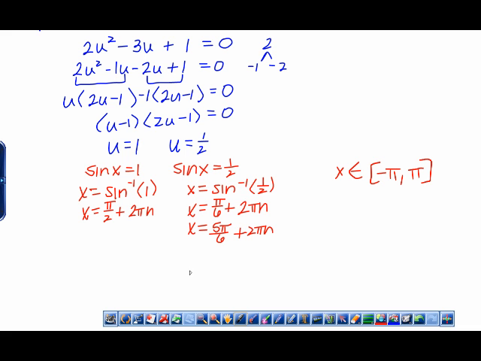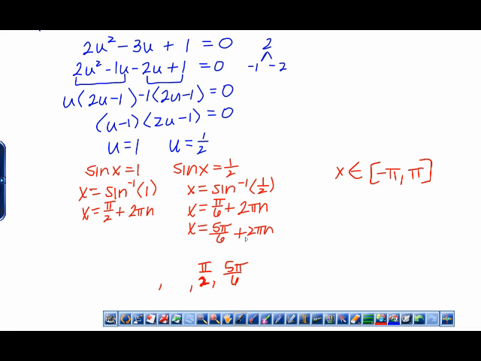I know that pi over 2 is an answer, and I know that 5 pi over 6 is an answer. And I'm going to stop there as far as adding pi. But I can actually subtract pi to get answers in the front.